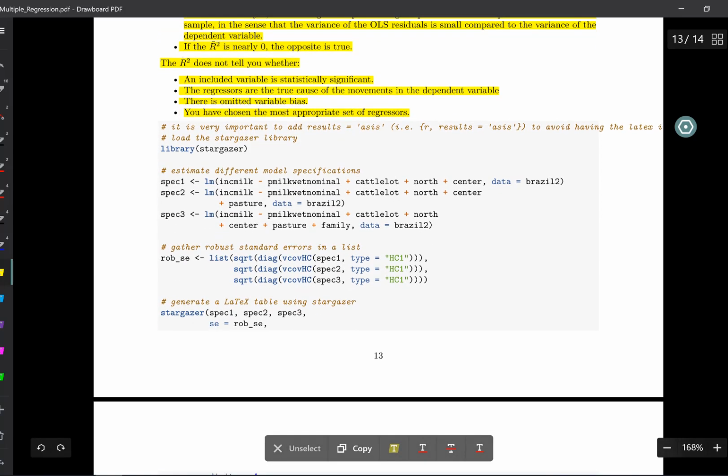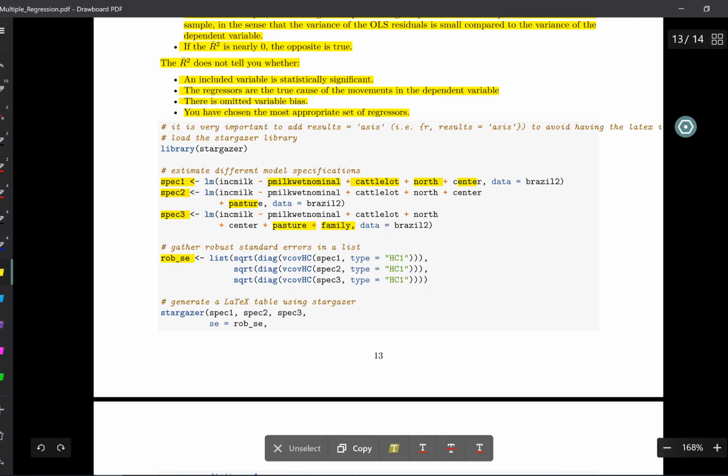Now, let's look at three models within our Brazilian data. We're going to have spec 1, spec 2, spec 3, and each one is building from the previous. So in the first model, we have price of milk during the rainy season, cattle lot, and then two dummy variables for regions. Spec 2, we add pasture, and spec 3, we add family in addition to pasture.